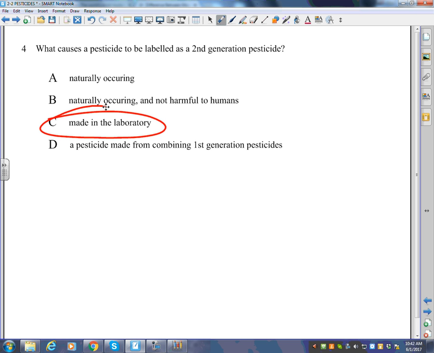Herbicide targets weeds, things like 2,4-D, Silvex, Roundup that a lot of people have in their garages, right? Fungicide can kill mold and fungi, and bactericides kill bacteria, like penicillin. So those are second generation pesticides.